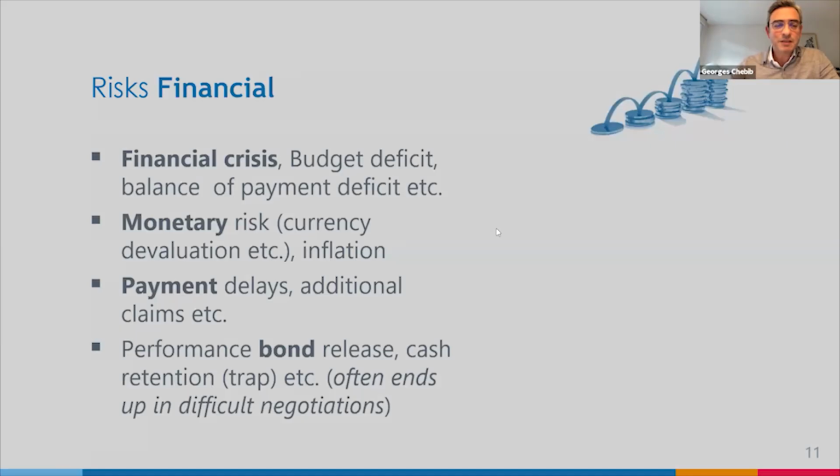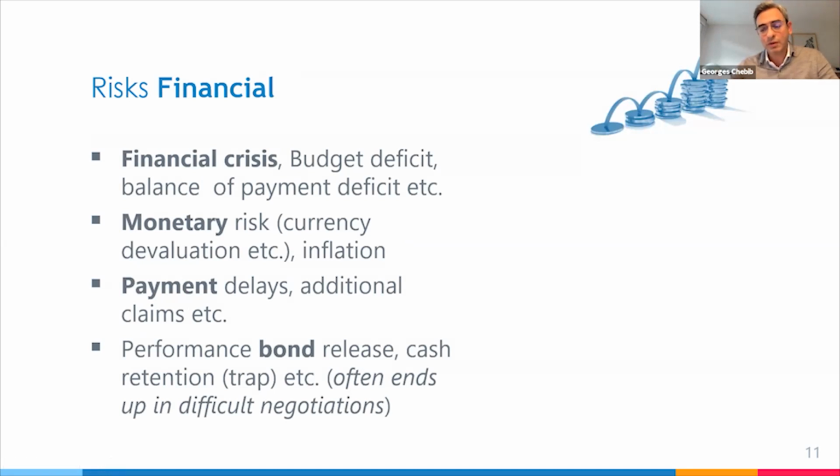Next slide, please. Financial risk, we've touched upon; Credendo, Nabil spoke about a lot of these issues. Clearly, budget deficit, balance of payment deficit in the country, monetary risk, but also payment delays. We've seen that a lot, payment delays, but also additional claims. When you execute the project, the client increases the scope, you have additional claims, and then sometimes you face a lot of difficulties to actually get those claims and your bills paid, and it's a big burden.